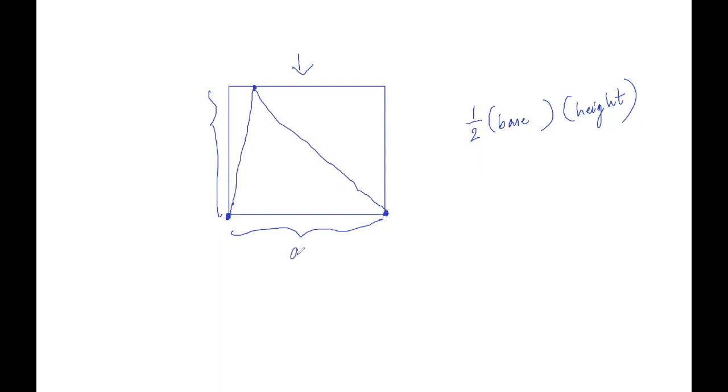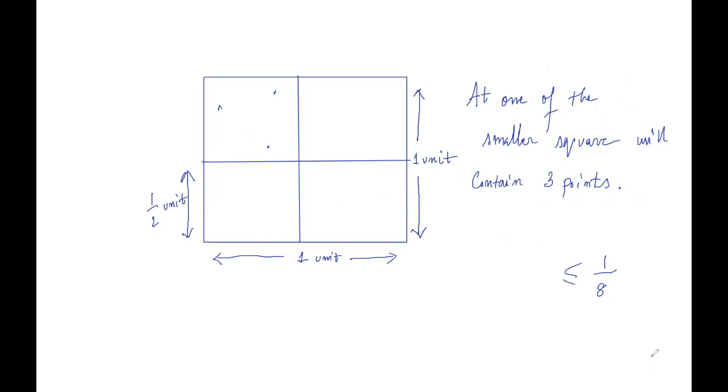So if your side length is a unit, then the area of the triangle is nothing but half a into a, that is half a squared. Now let's get back to our original problem. Here we had the side length to be half. So the maximum area attained by the triangle formed by those 3 points within a smaller square will be half times half squared, which is nothing but 1/8.